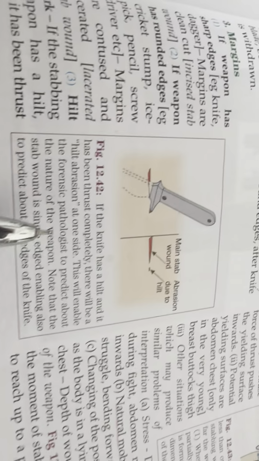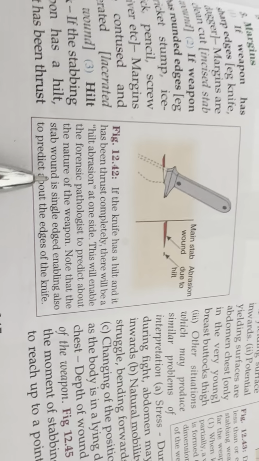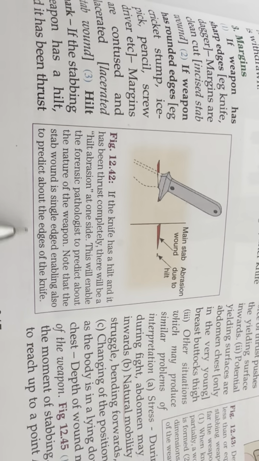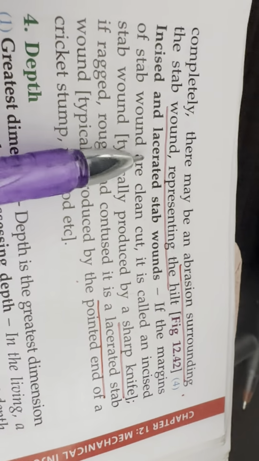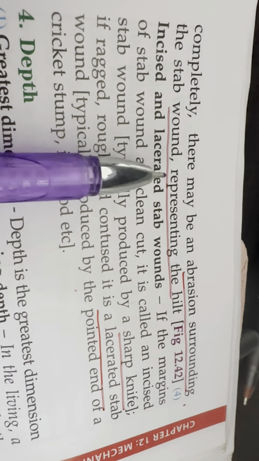This will enable the forensic pathologist to predict the nature of the weapon. Note that if the stab wound is single-edged, this also enables prediction of the edge of the knife. There may also be an abrasion surrounding the stab wound representing the hilt. Incised and lacerated stab wounds.